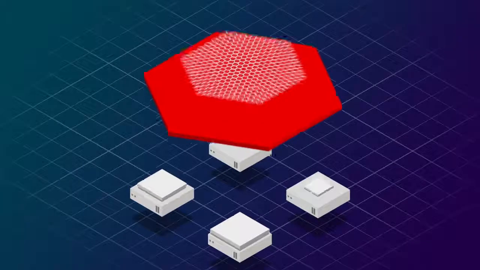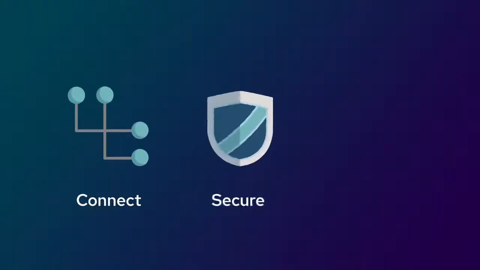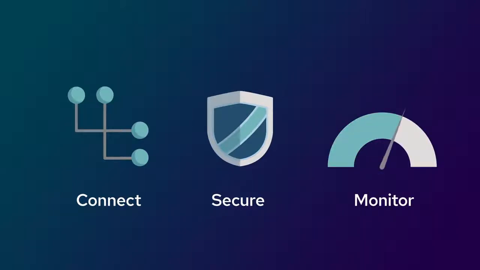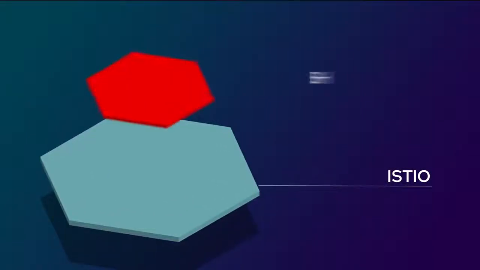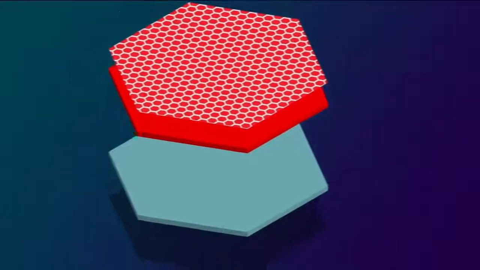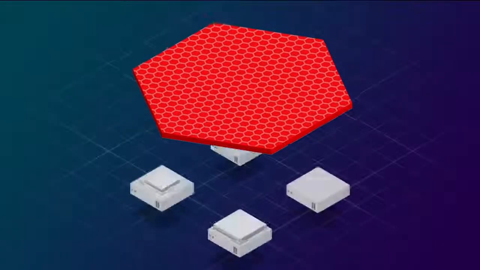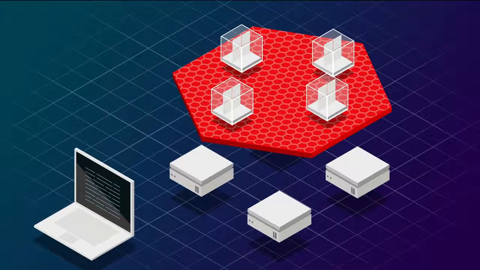Red Hat OpenShift Service Mesh brings behavioral insight and operational control to the service communications and traffic. It provides a consistent framework for connecting, securing, and monitoring containerized applications inside OpenShift. Built on the open-source Istio project, Service Mesh provides a control plane and infrastructure that transparently enables these traffic management capabilities without requiring developers to make changes to their application code.